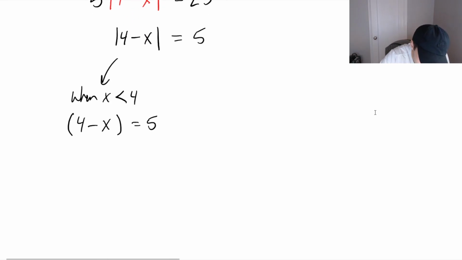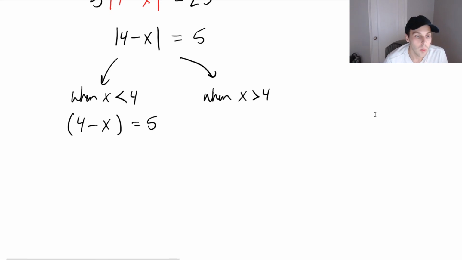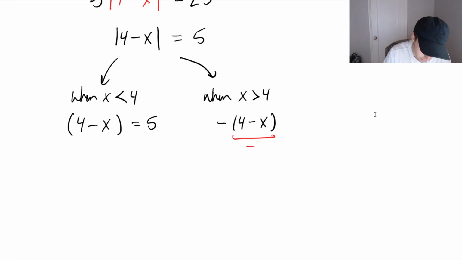But when x is greater than 4, well then in our absolute value sign, it becomes a negative value, and we know that the absolute value has to turn something positive, right? Because we only care about the magnitude of it. So what's really happening here is our absolute value becomes negative times 4 minus x, because we know that this is going to be negative. And to make it positive, we can just multiply it all by negative. So this is going to be equal to 5.